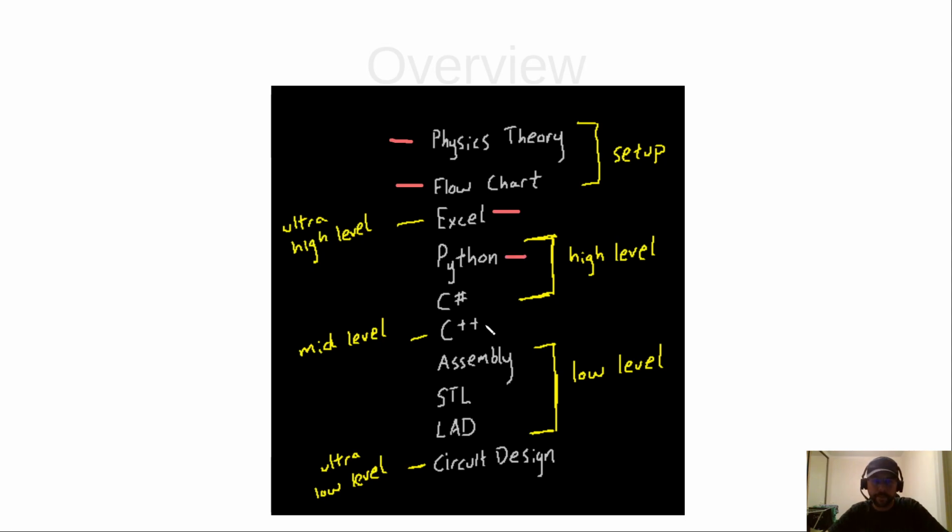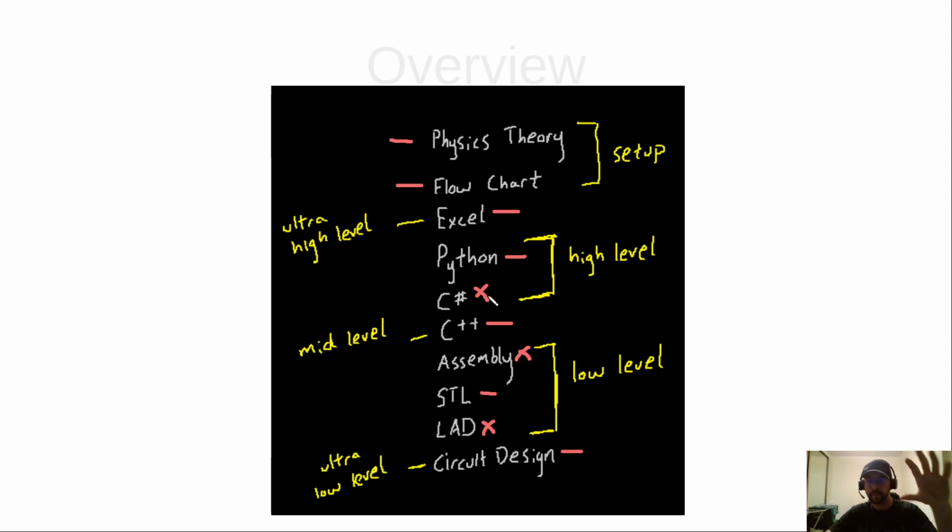Then Python, then C sharp, which I'm actually going to skip. Then C++, assembly, I'm also going to skip. STL, ladder logic, I'm also going to skip, and circuit design, which I'm calling ultra low level because, once again, it's technically not a programming language, but I think the similarities are profound, and there are some key differences as well. And so, let's see if we want to say any more here.